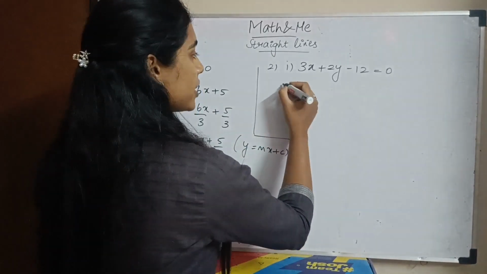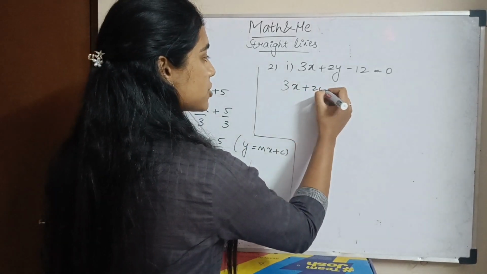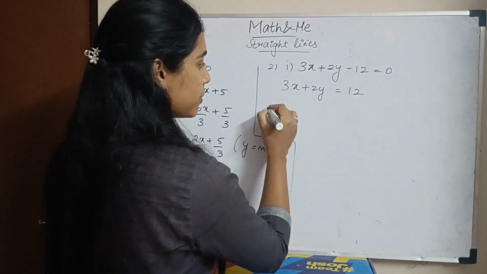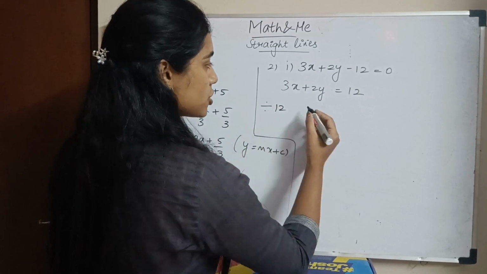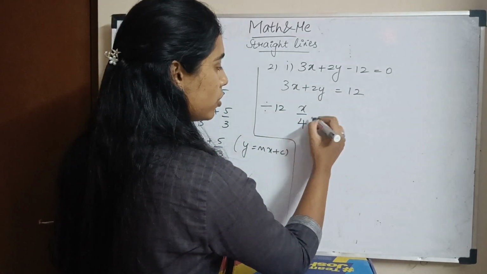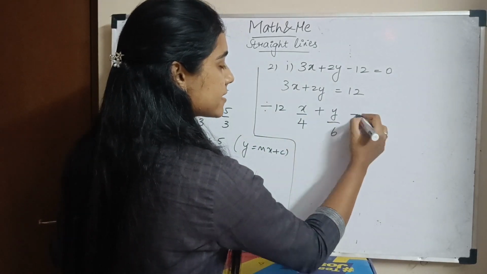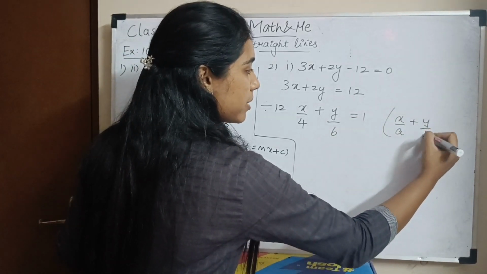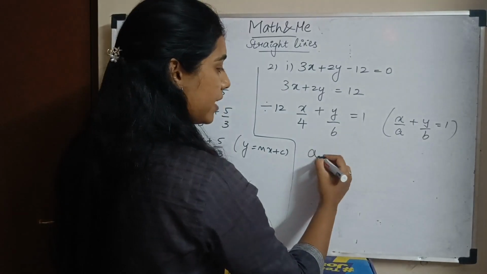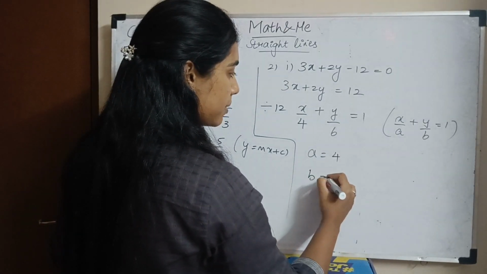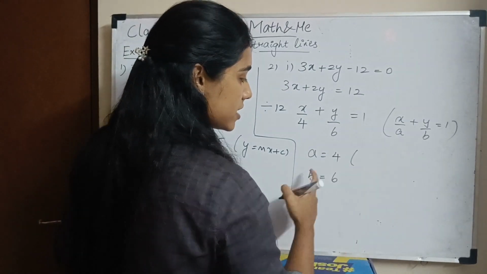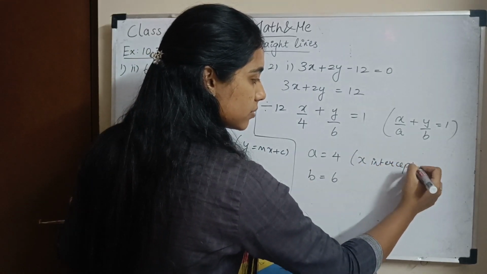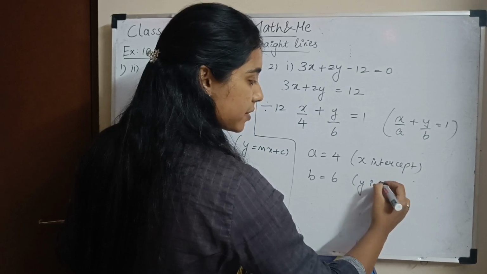So what do you do? You have 3x plus 2y equals 12. I'm going to divide the whole equation by 12. So what do I get? X by 4 plus y by 6 equals 1. So this is of the form x by a plus y by b equals 1. So a equals 4 and b equals 6. So this is the x-intercept and this is the y-intercept.